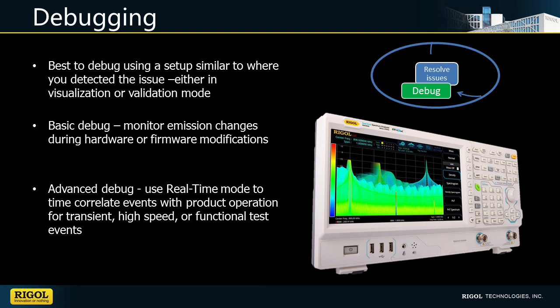Next, we're going to show some advanced capabilities here where we use real-time mode in our spectrum analyzer to time correlate these events. This is going to allow us to look at how our product is operating at the time the emissions occur. It gives us the best chance to go back and debug and solve problems quickly and efficiently. Let's take a look at some of these setups, capabilities, and techniques.